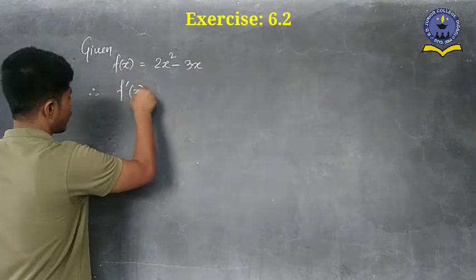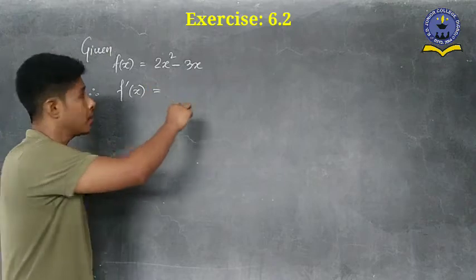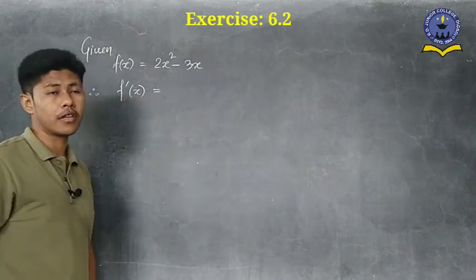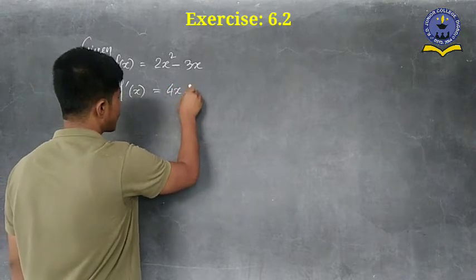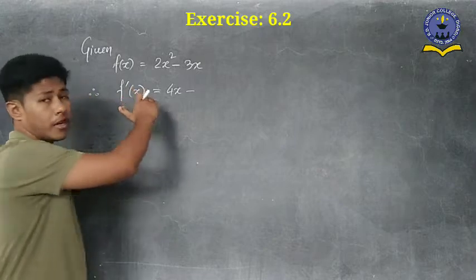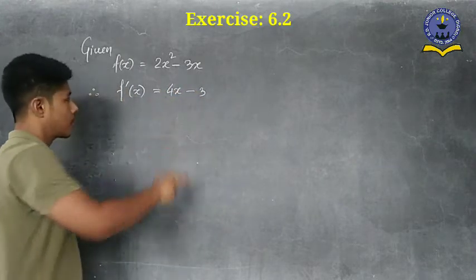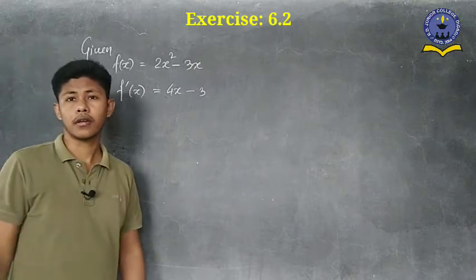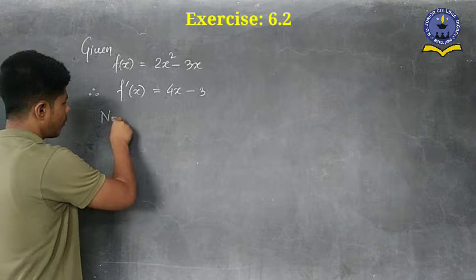So f'(x): if you differentiate this, you see 2 is a constant term, it comes outside. d/dx of x² means 2x, so 2 times 2x gives 4x. Minus 3x: 3 is a constant term, it comes outside, d/dx of x is 1, so simply 3 remains. So f'(x) = 4x − 3 we get. Is it clear?